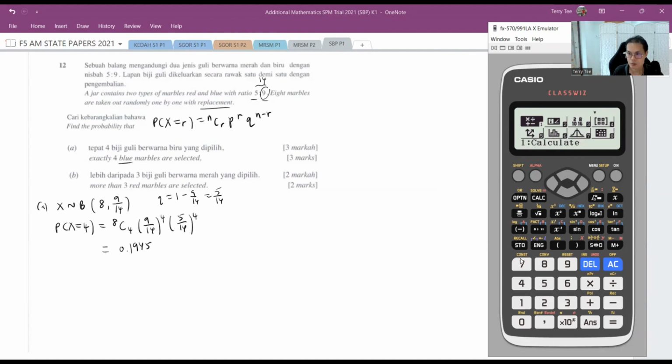If you have this calculator, which is a lot better, you press mode, you go to 7 for distribution, you go to number 4, binomial PD, you go to number 2, variable. You write down your x is 4, your n is 8, your probability of success p is 9 over 14. There you go, 0.1945. Same answer, just faster because you just key in your n and your x. That's it.